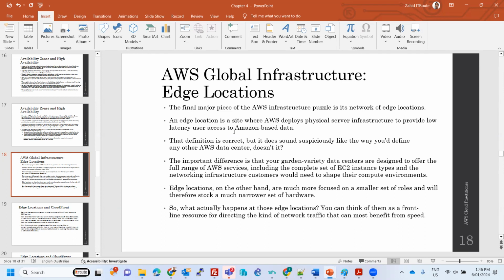Edge locations, on the other hand, are much more focused on a smaller set of roles and will therefore stock a much narrower set of hardware. So what actually happens at the edge location? You can think of them as frontline resources for directing the kind of network traffic that can most benefit from speed.